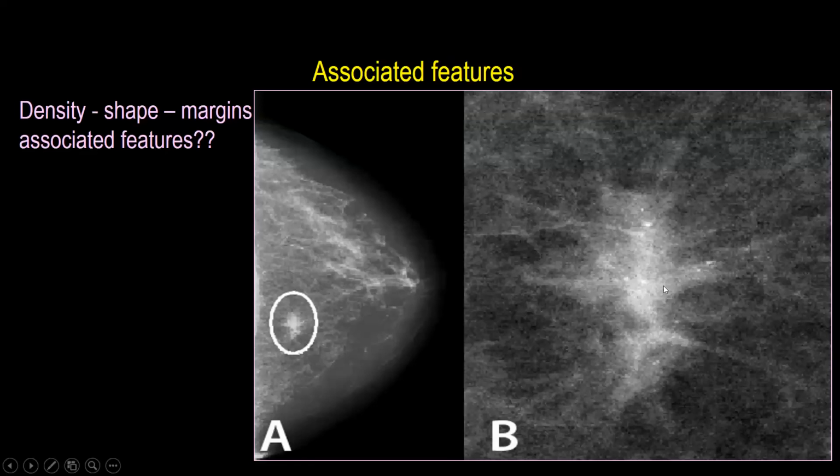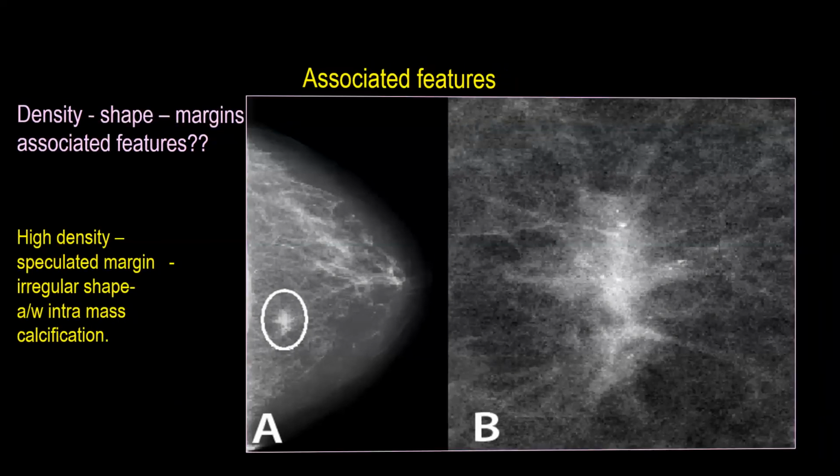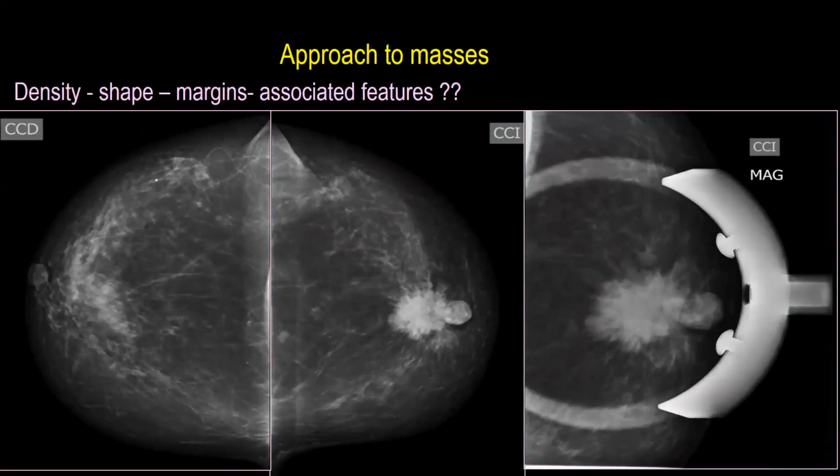This is a blurred image, and the associated feature is intramass microcalcification. And the speculation now is so clear. So the associated feature is intramass calcification or microcalcifications. Okay, so density, shape, margin, associated feature.